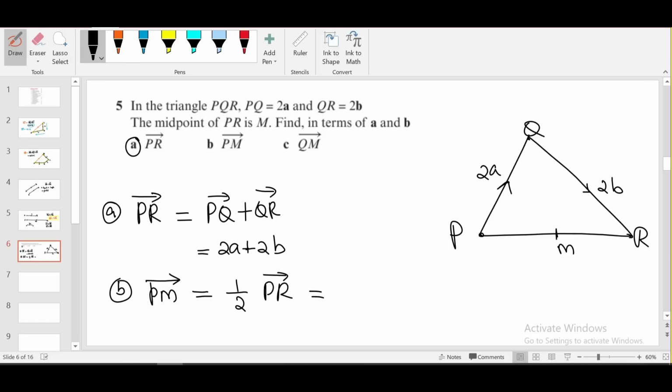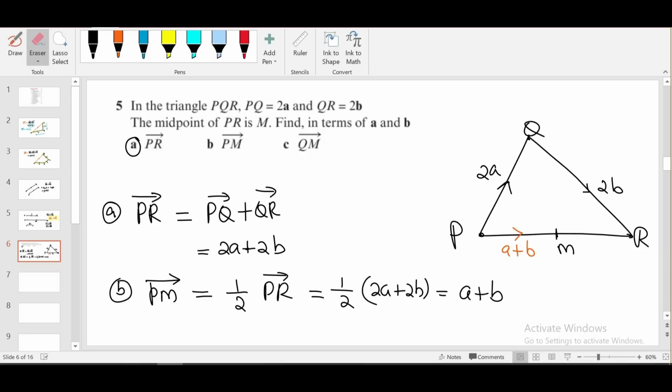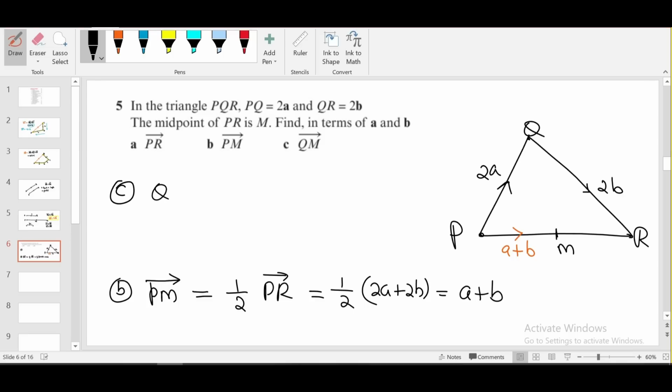Because M is a midpoint, right? Yes. So you already know PR here, just substitute here. 2a plus 2b, half of that is a plus b. That's how you find PM vector. Understand? Copy that please. So the PM vector is a plus b now. Okay, I have it down.